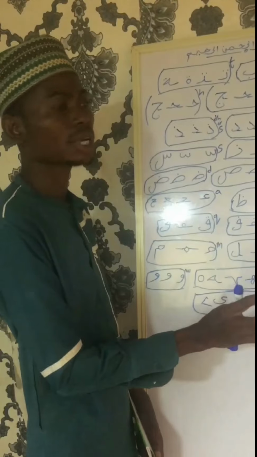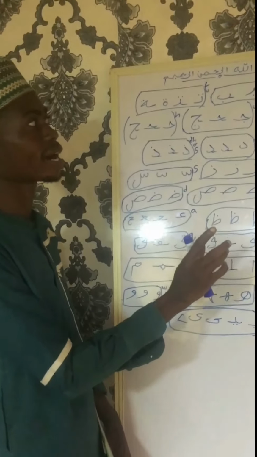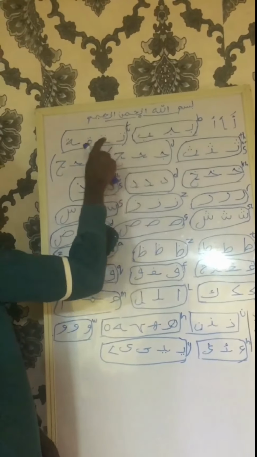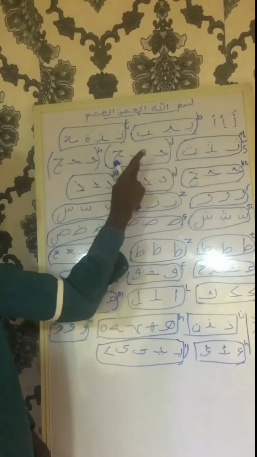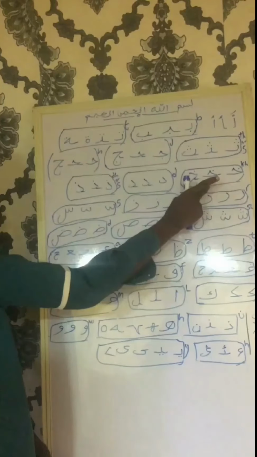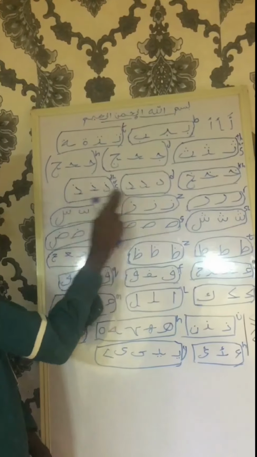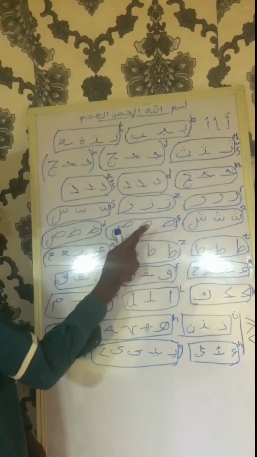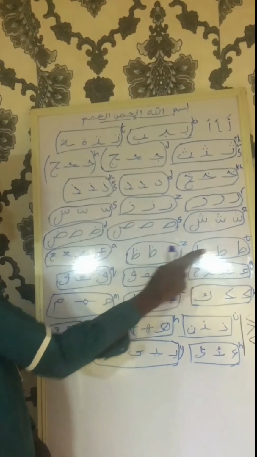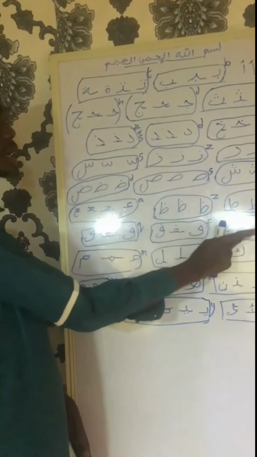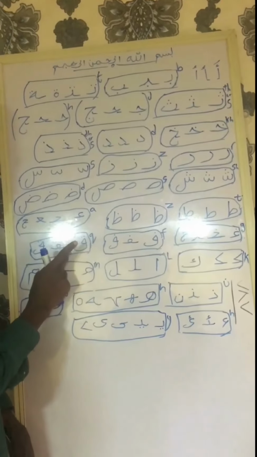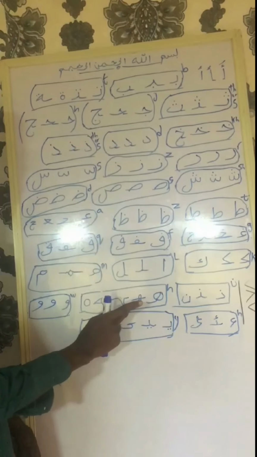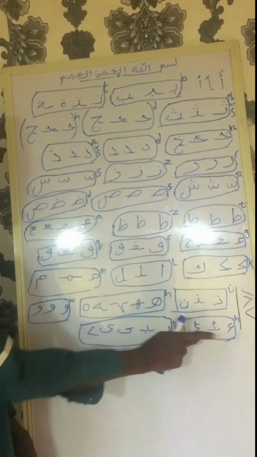So the first Arabic letters that you are going to take in this lesson are: this is Alif, this is Ba, this is Ta, this is Tha, this is Jim, this is Ha, this is Kha, this is Dal, this is Dhal, this is Ra, Zay, Sin, Shin, Sad, Dad, Ta, Za, Ain, Ghain, Fa, Qaf, Kaf, Lam, Mim, Nun, Ha, Waw, Ya.